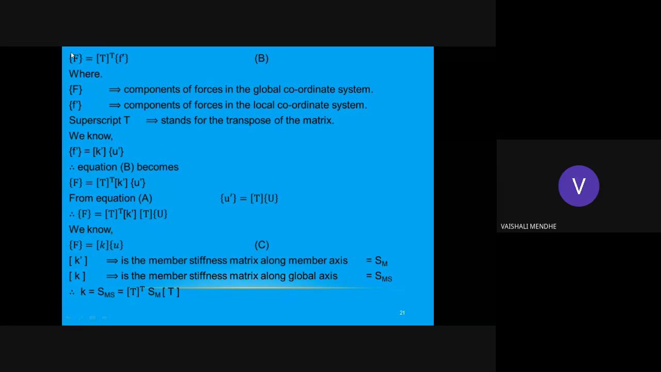Okay, so this was the force transformation matrix. With the help of this transpose of the transformation matrix, you can convert the local force to the global force. F is force in the global direction. Small f dash is force in the local direction. Now again we know the relation f dash is equal to k dash into u dash. Similarly, f is equal to k into delta, the force displacement relationship.